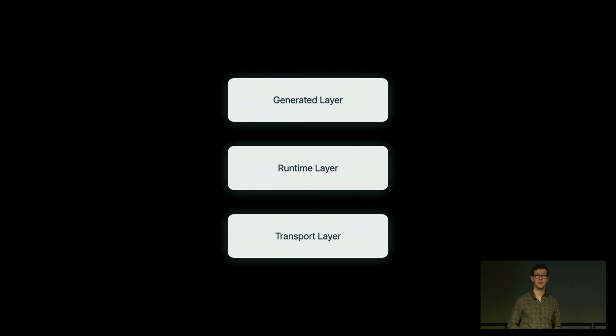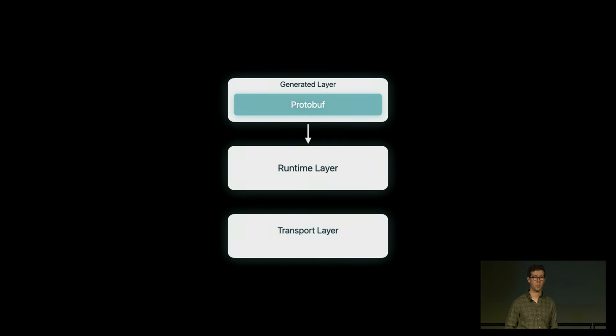We split the library into 3 layers: generated, runtime, and transport. The generated layer provides your type-safe APIs. For most, this really means Protobuf, but gRPC isn't tied to Protobuf. You could use other data formats here, like FlatBuffers. The generated layer calls through to a runtime layer, which orchestrates the RPC. For clients, it does things like handling timeouts and retries. For the server, it deals with routing. But importantly, it also maps your RPC onto a stream, which is provided by the transport layer.